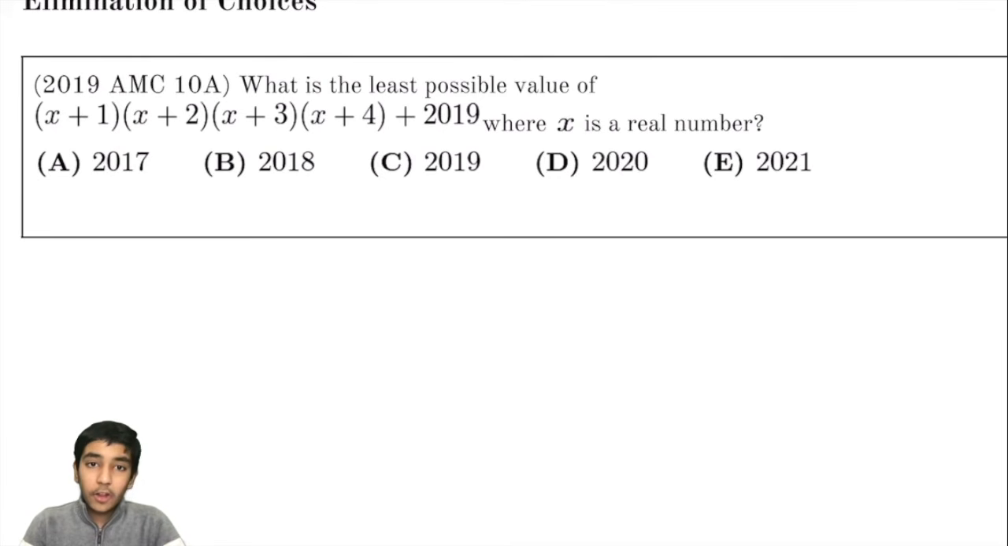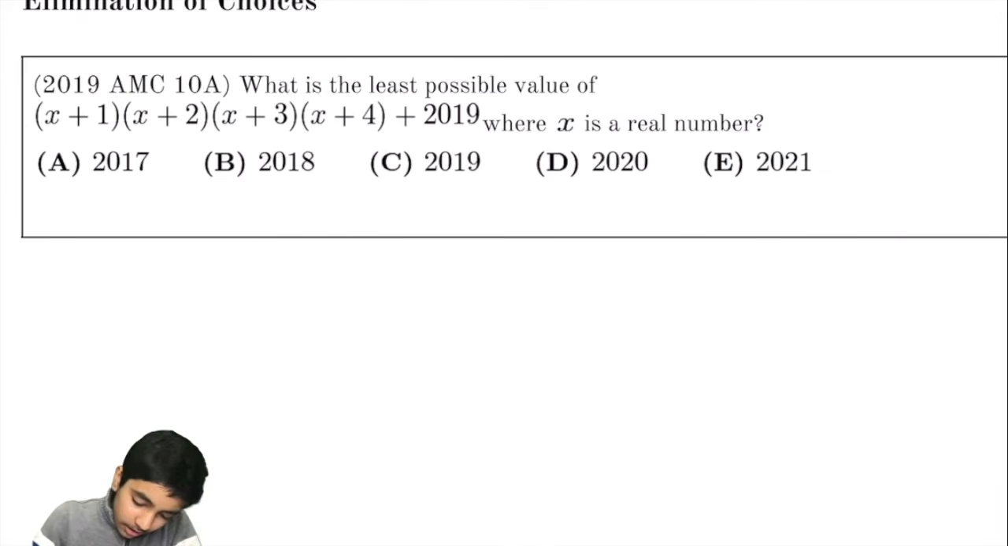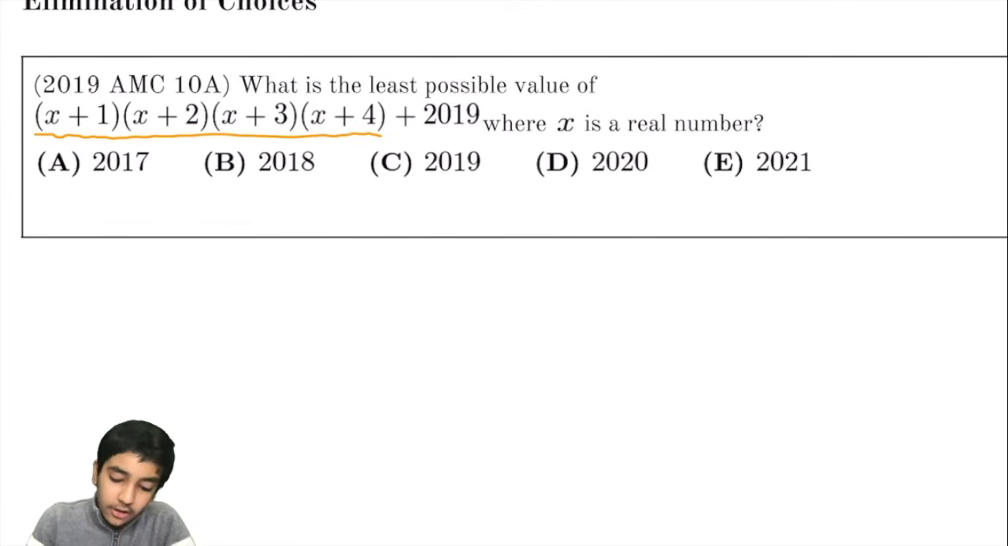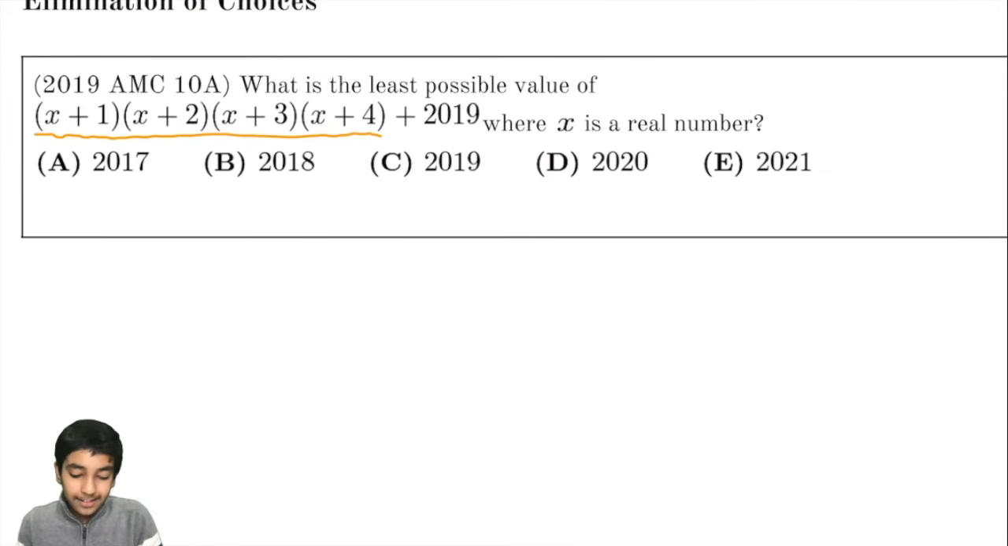Let's just take a few examples. Clearly, (x plus 1)(x plus 2)(x plus 3)(x plus 4) is not necessarily an integer, but it can be 0. Because if you plug in x equals negative 1, x equals negative 2, all the way till x equals negative 4, we can see that the expression is 0. So now what? We can see that 2019 is definitely possible. We just let x equal negative 1 or negative 2 or whatever.